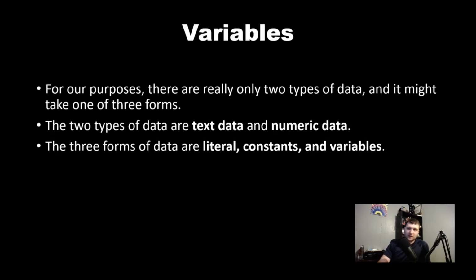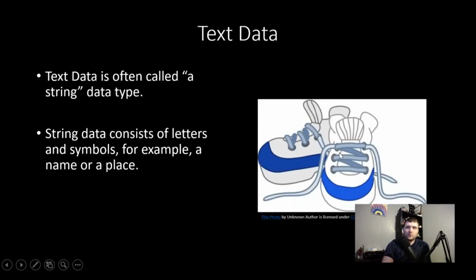But not two types and not two of the three forms, if that makes sense. So there are two types of data, and they are text data and numeric data. Don't get those confused. I'm going to dive a little more in detail in the next slides, but understand the two types of data: text, meaning words, phrases, names, and numeric data, meaning numbers. The three forms of data are literal, constants, and variables. Let's dive into what each of those means a little more in detail here.